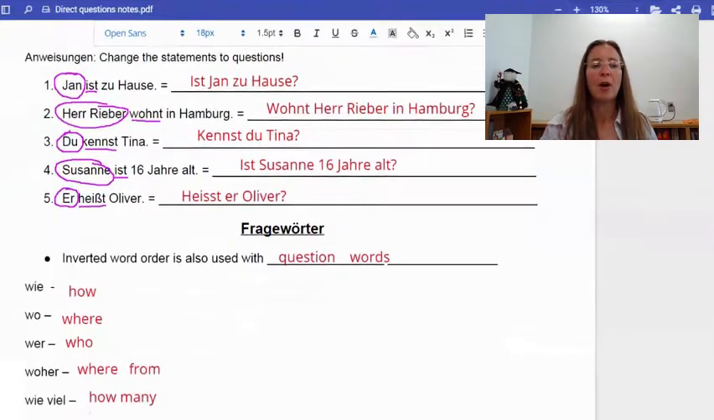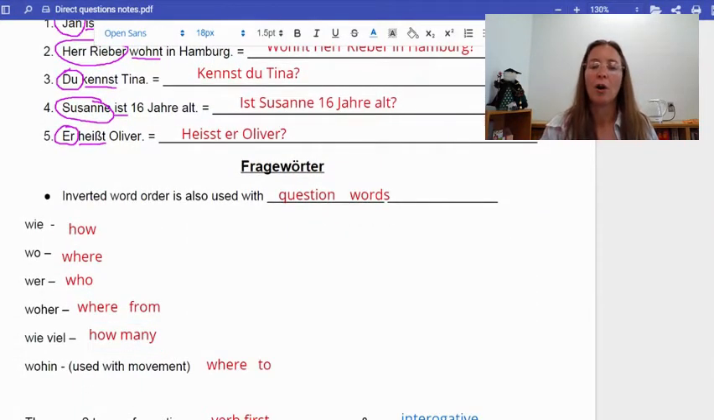All right. Next part, we're just recalling our question words and also knowing that this inverted word order is also used when we have question words. Okay? Some question words in German are wie, which is how. Wo, which is where. Wer, which is who. Don't get those two confused. Woher, which we use with woher kommst du, means where from. Wie viel, how much or how many. And the last one here is wohin. Wohin is a new one for this unit. We're going to use it with our motion verbs like gehen. Wohin gehst du? Where are you going to?